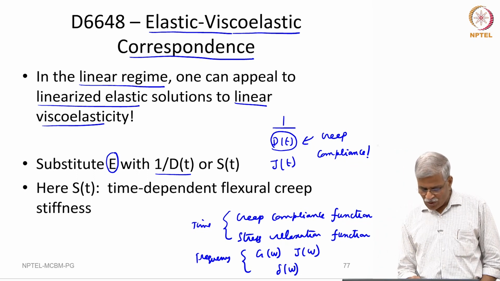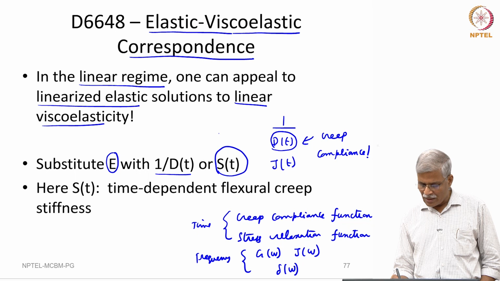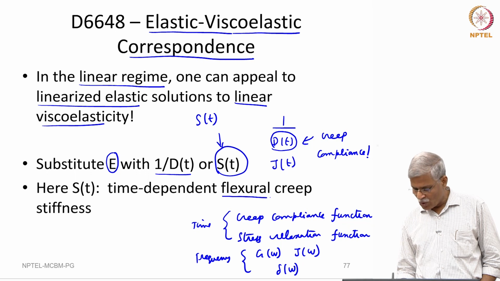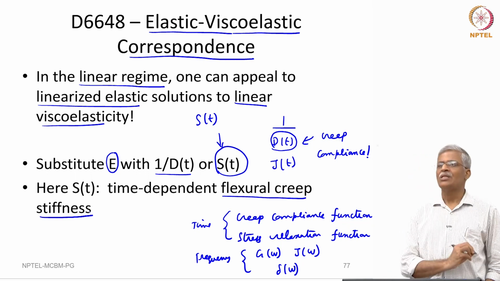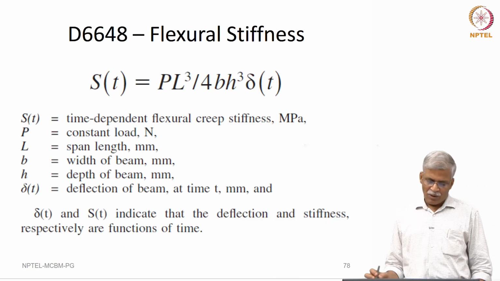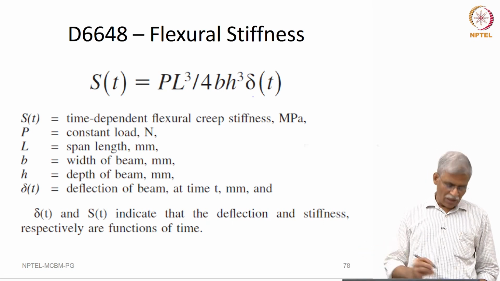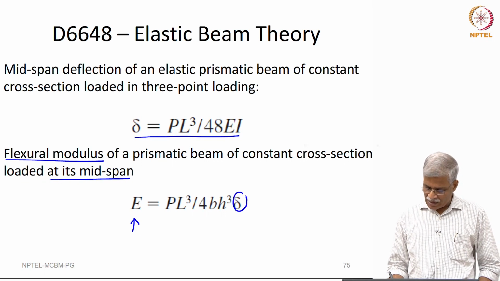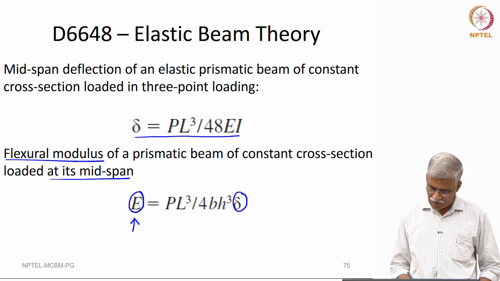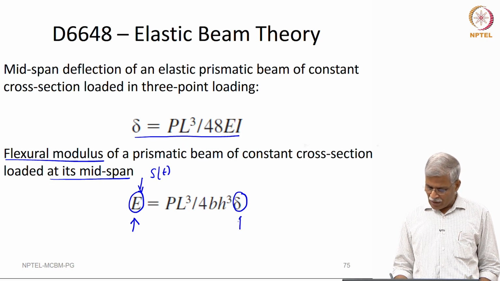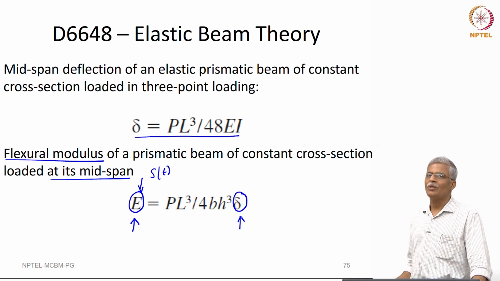So, I can also substitute E in terms of what is really called S of t, and we are going to call it the flexural creep stiffness. So, what is this flexural creep stiffness? This is the same formula that we have used earlier, except that we made this a function of time, we also made this a function of time, and we designated this as S of t.